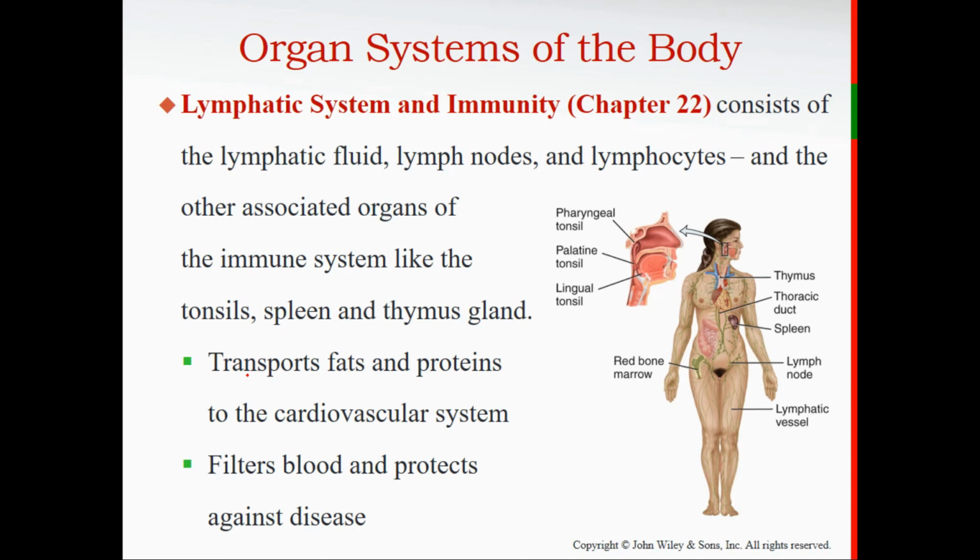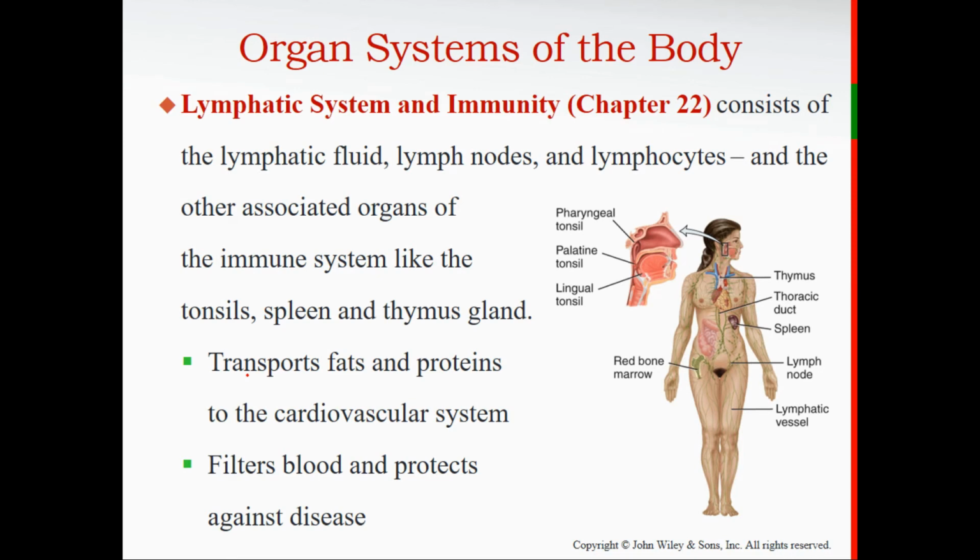The lymphatic/immune system. Some texts will separate them, but we keep them together because they do work very closely together. It consists of lymph fluid, lymph nodes, which if you've ever been sick, the doctor feels on your neck. He's feeling your lymph nodes. You have them in your armpits and a couple other different places. And the cells produced by them are called lymphocytes.